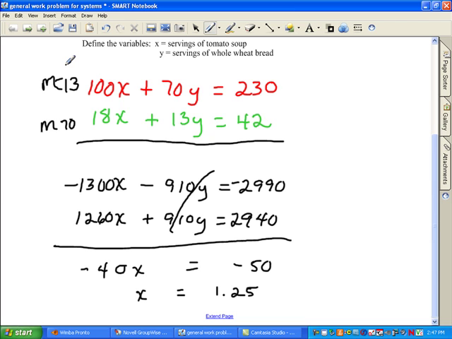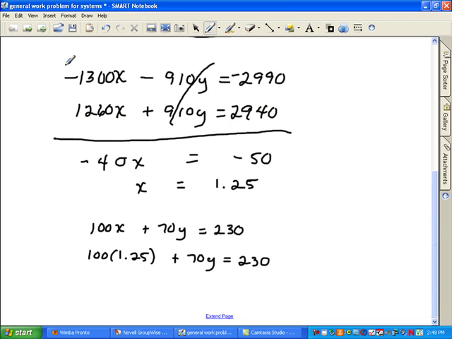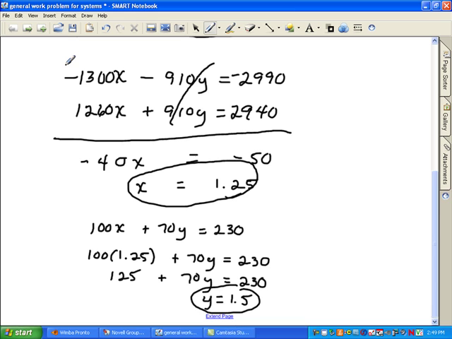I would need to go back up to one of my original equations and see how many servings of whole wheat bread I would need to be able to have. I've substituted 1.25 in for x. I do my math and get y by itself. And according to my math, I can have 1 1/2 servings of whole wheat bread if I want to stick to the parameters that I've been given for my calories and for my carbohydrates.